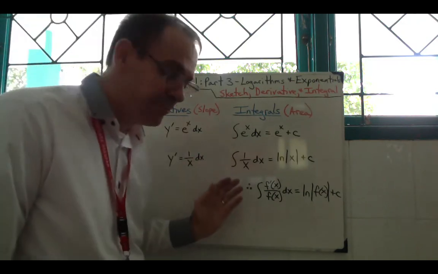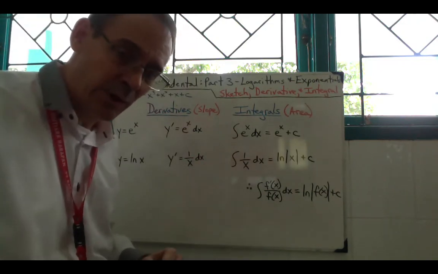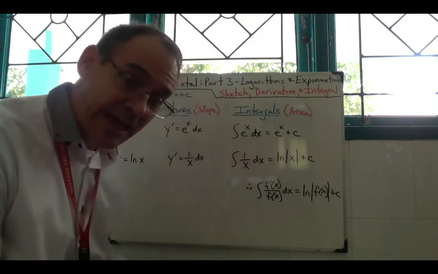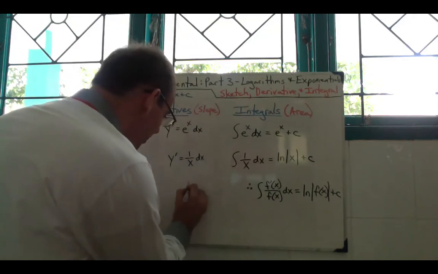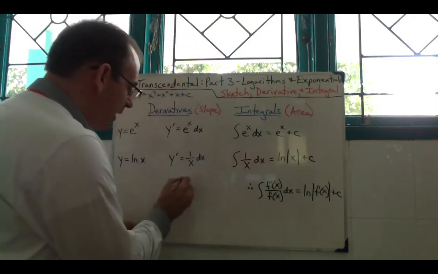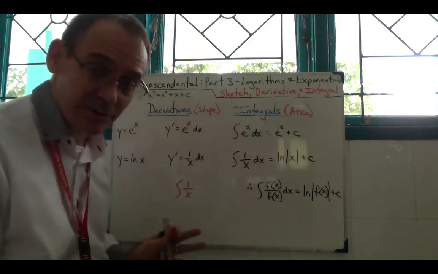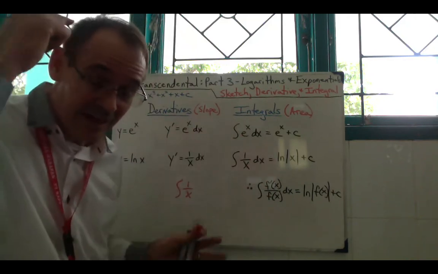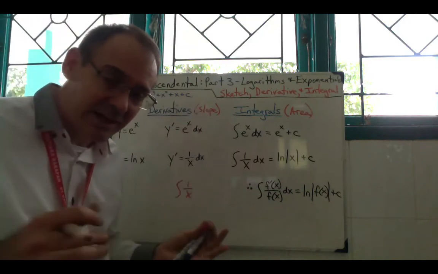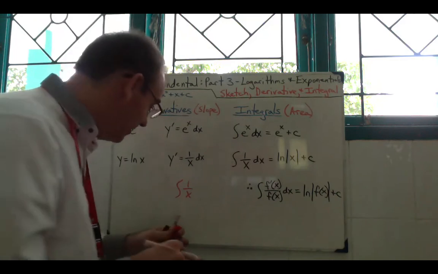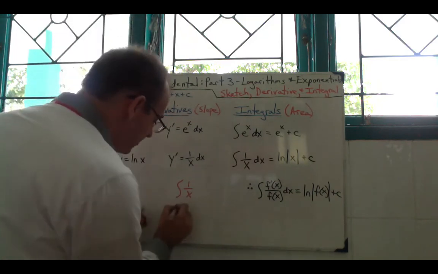But if you're going backwards, if you're integrating 1 over x, it can be a little confusing because it looks algebraic. So you start with 1 over x and you have to integrate it, and you don't see the logarithm. So it doesn't get into your head that it's a logarithmic integration. And so you might treat it as algebraic.